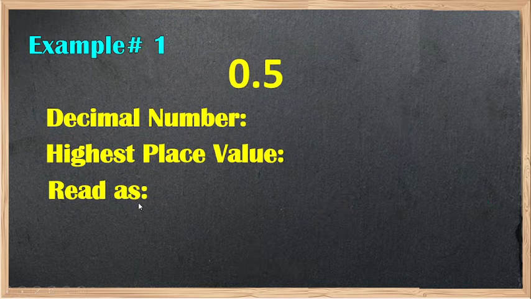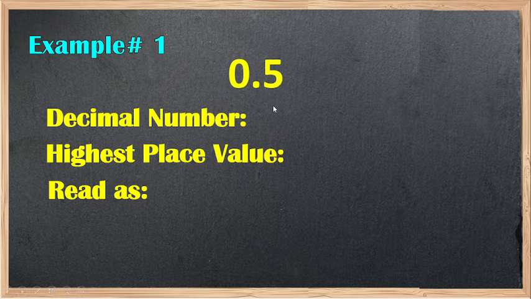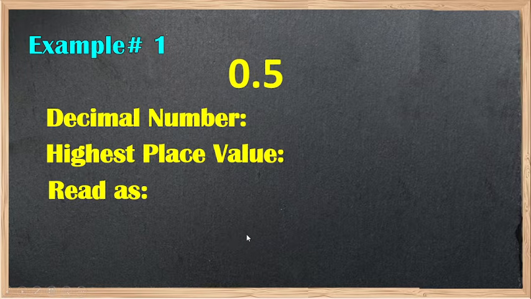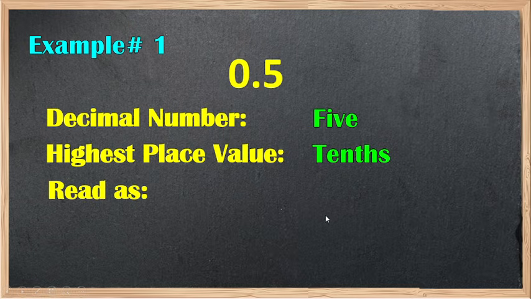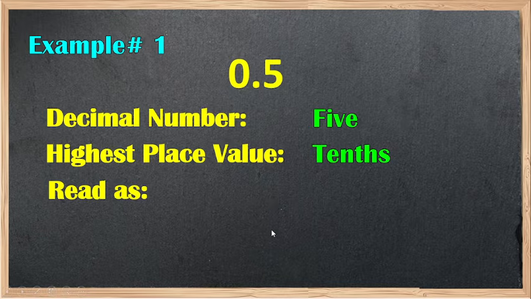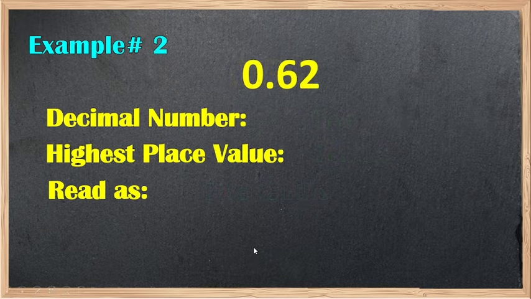Now, example number 1, we have 0.5. It is read as 0.5. But what would be the proper way to read this decimal number? First, what is the decimal number? The decimal number is 5. And then, what do you think is the highest place value of 0.5? The highest place value is tenths. And then, it is combined: 5 tenths. Simple as that.